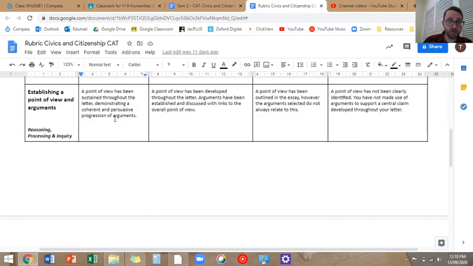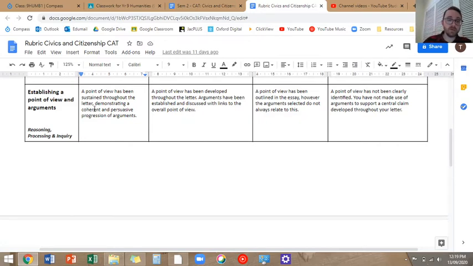Number 3 is establishing a point of view. Again, if you're just listing dot points off Wikipedia, it's not going to be a letter or a persuasive piece of information. It's just going to be some information that I could have got off Wikipedia. You need to have, just like with the essay, you're not writing a report, you need to have an opinion. You need to be making an argument.